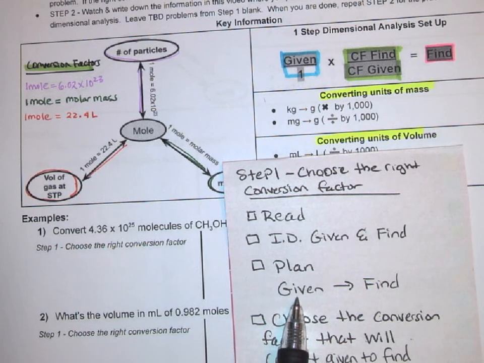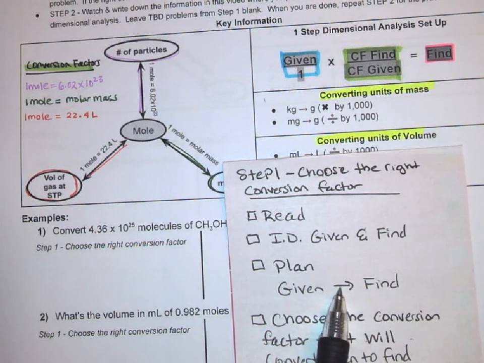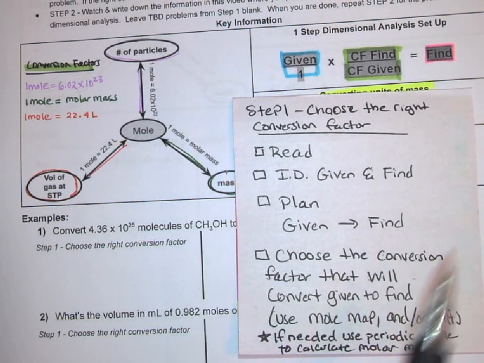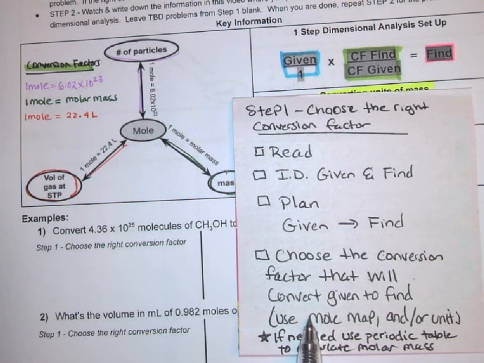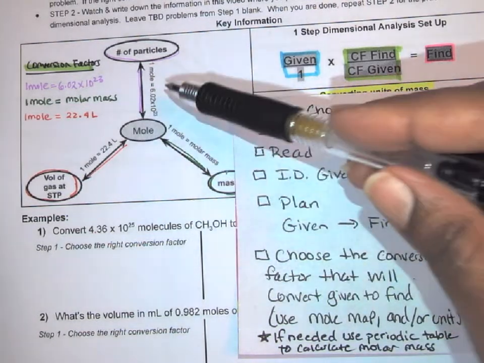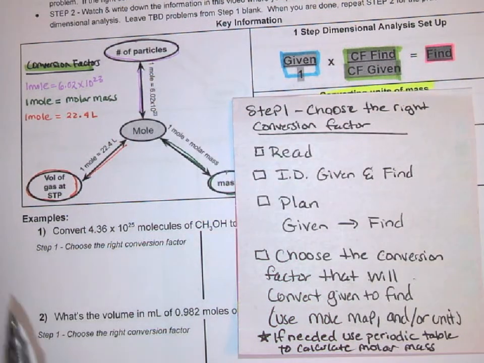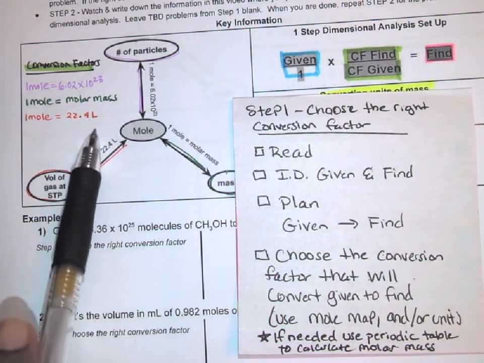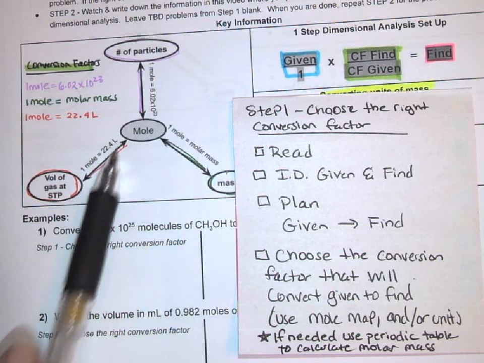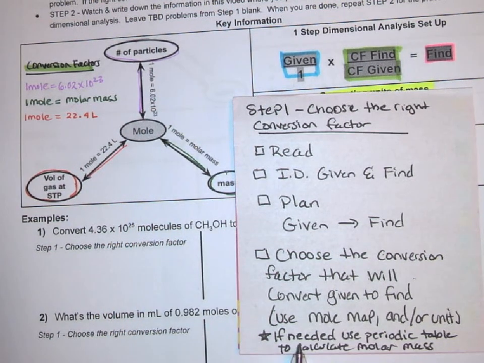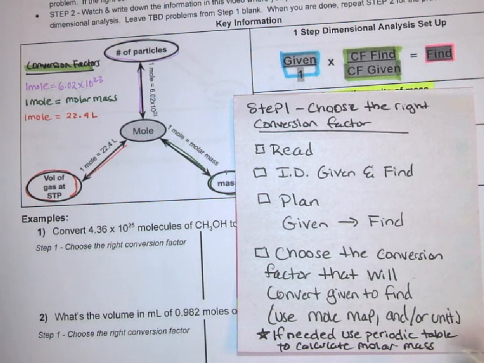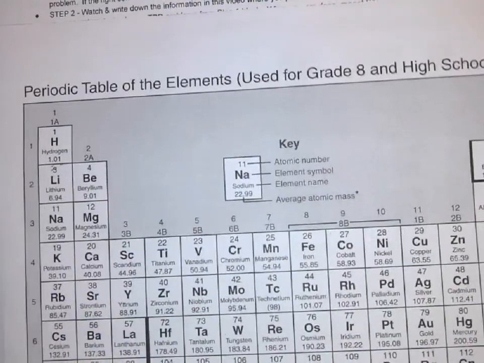Then it's always a good idea to map out your plan, so actually write the given and the find out. Start by writing your given, then an arrow saying that you're trying to get to the find. Once you have that, you're going to choose the conversion factor that will allow you to convert from your given to your find. Once again, to choose that conversion factor, we can use either the mole map or you can choose it based on the units. Remember, these three conversion factors are found along the arrows of the mole map. And if your conversion factor includes the molar mass, make sure you use the periodic table to calculate it.